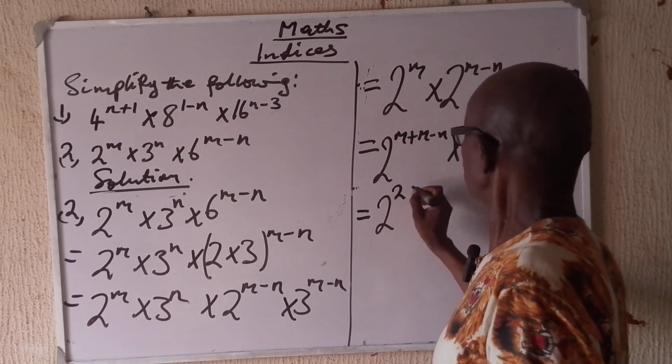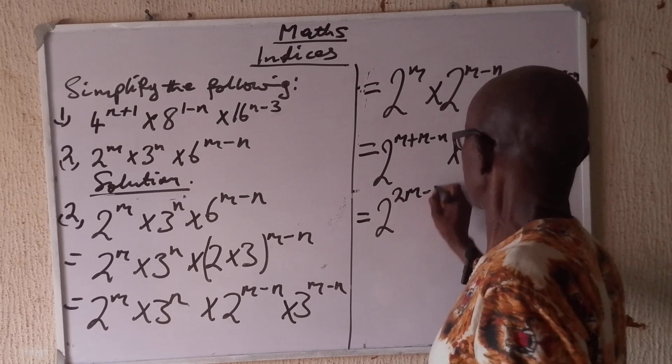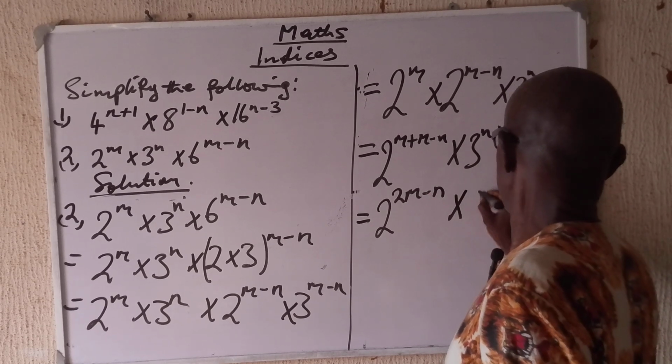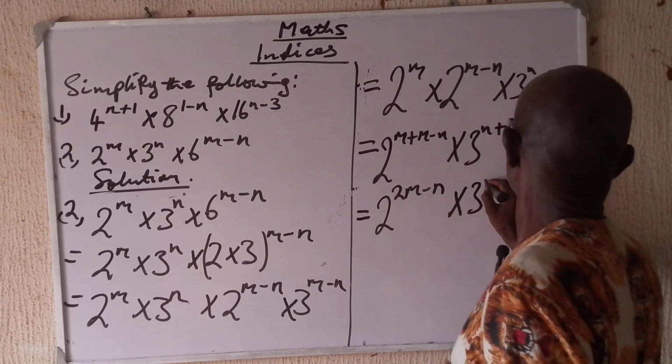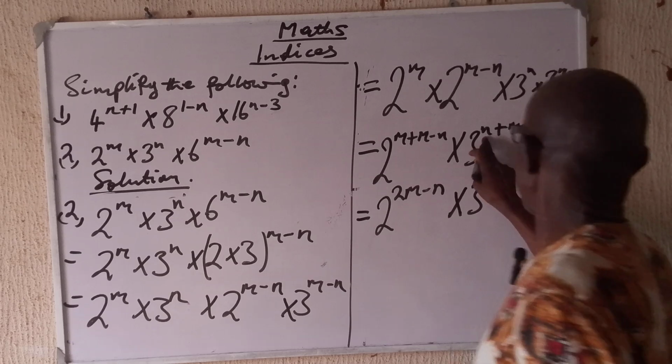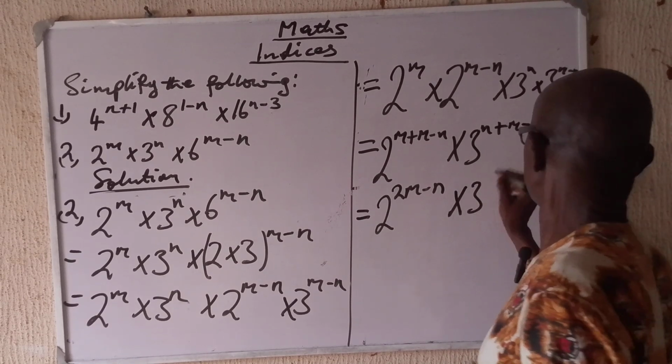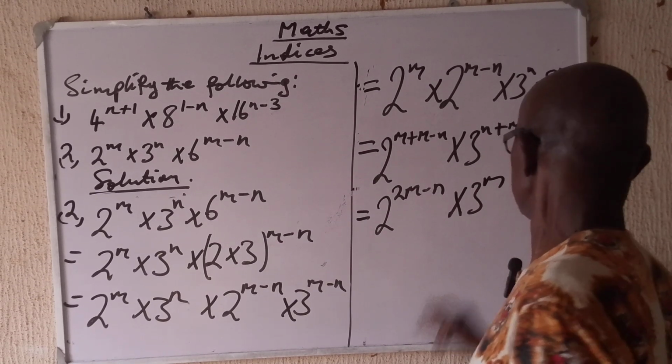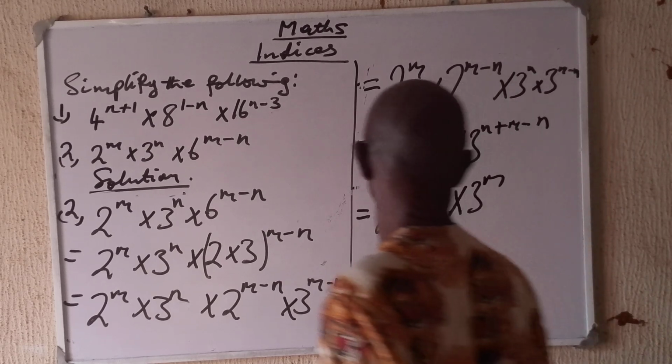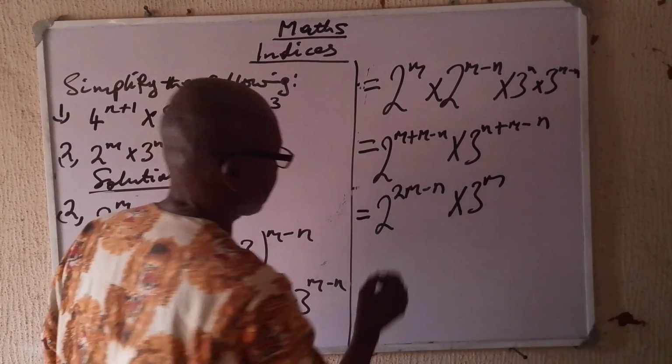2 raised power 2m minus n multiplied by 3 raised power n minus n will give us 0. So this one will be 3 raised power m. And that is the final answer to that.